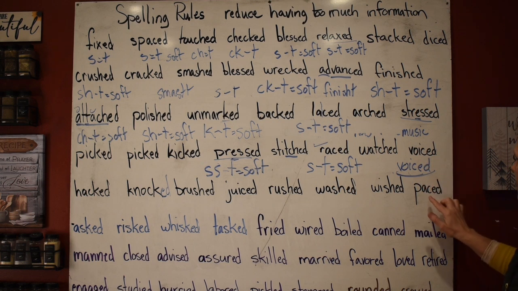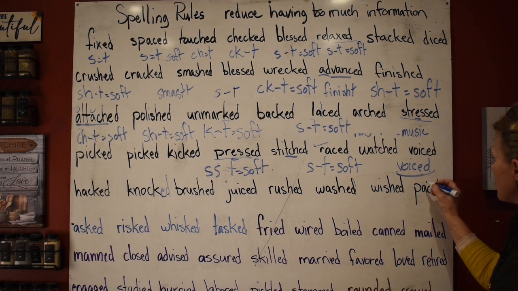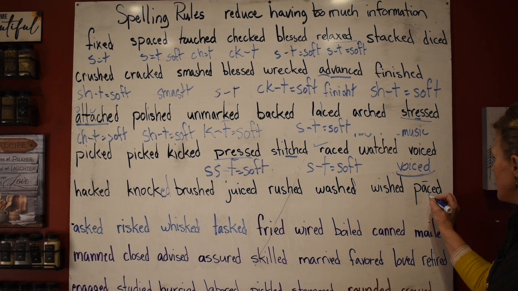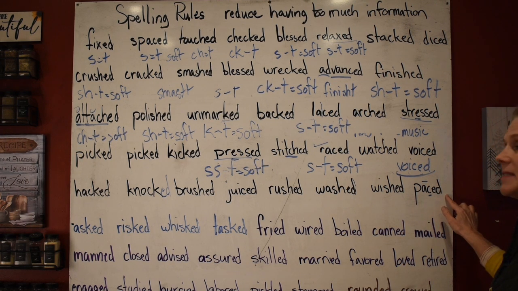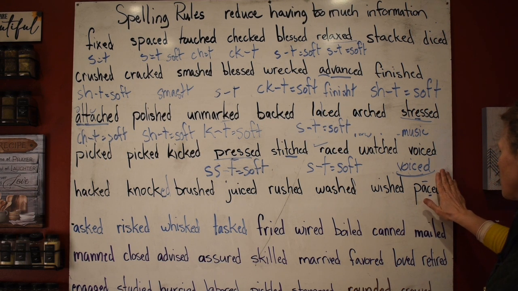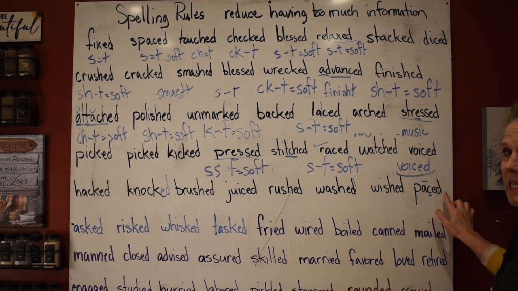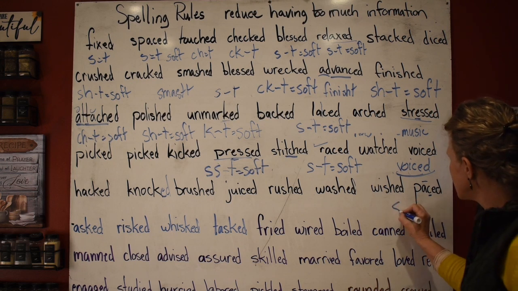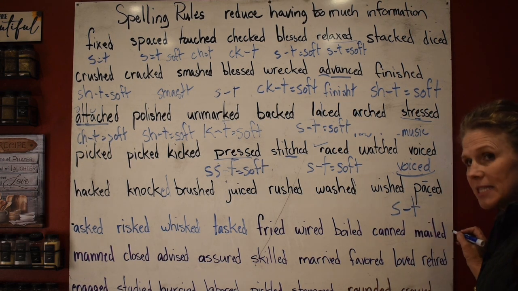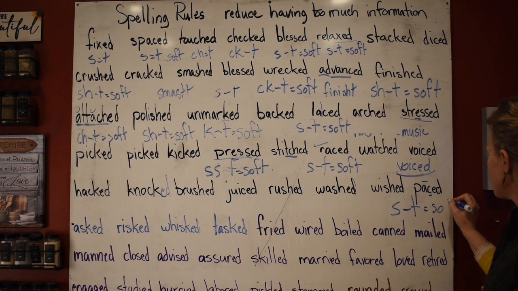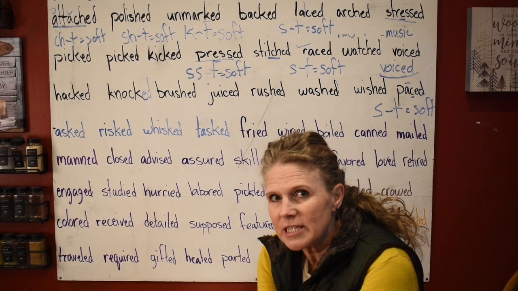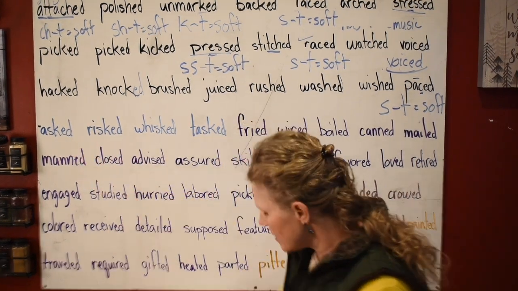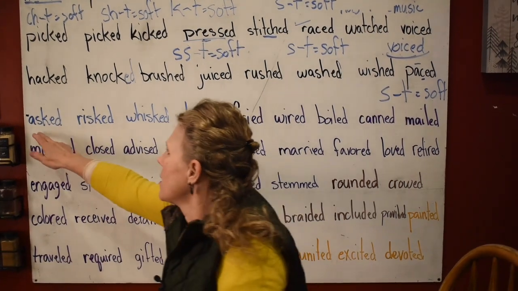Same thing here. This E is doing two different things though. It's keeping that A long, and it's keeping the C from going to its hard K sound. Paced. Base word pace, and it's forcing that D sound to go to the T sound, which equals the soft sound. This is really exciting and interesting. Let's look at this base word right here.